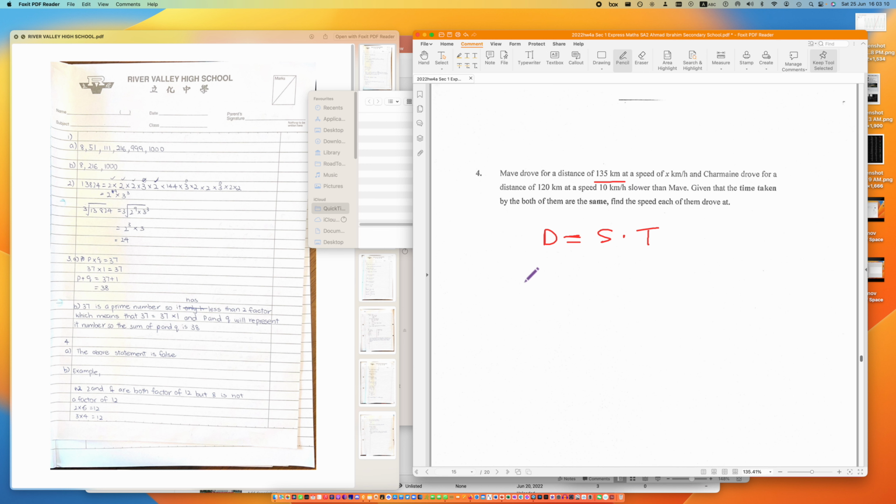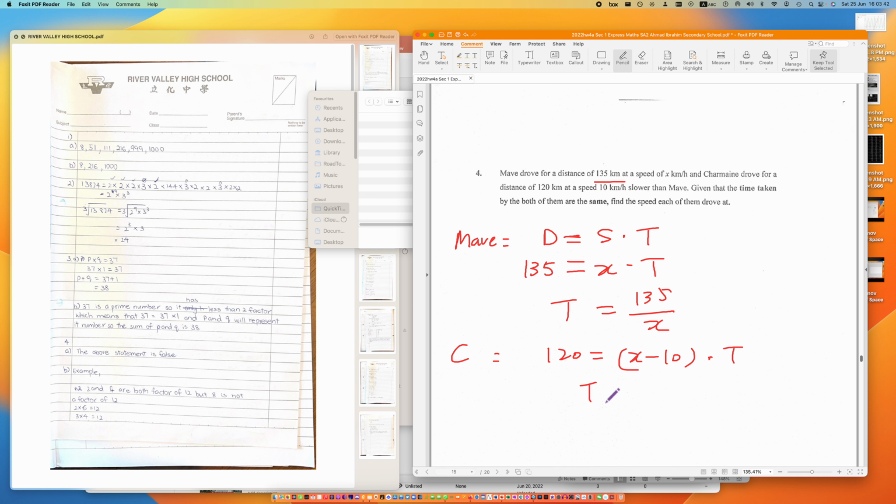per hour. So in a way, you can put the 135 for the distance on the left, and the speed is x. So therefore the time for this is for Maeve. So you get the time equals 135 over x. Yes. Good. And then for Charles, you have the 120, and then your speed 10 slower. So 10 slower in a way is x minus 10, right? Yes. So times t.